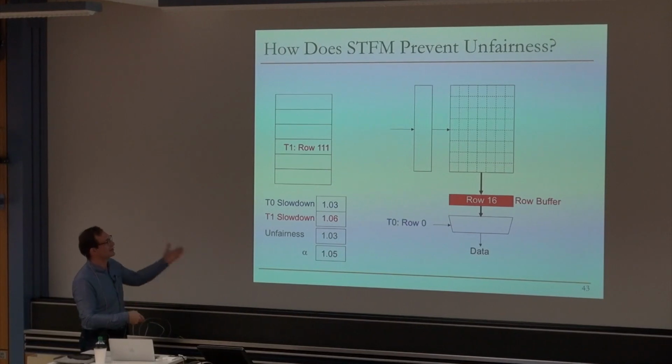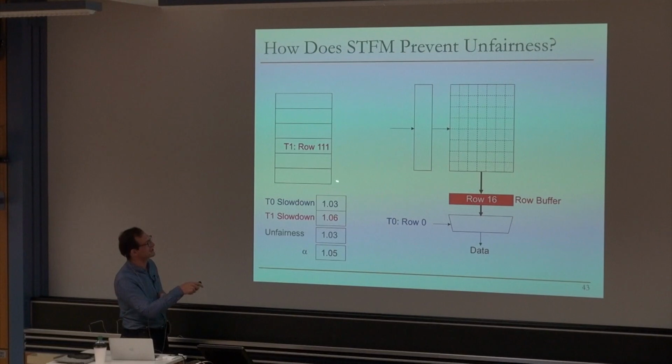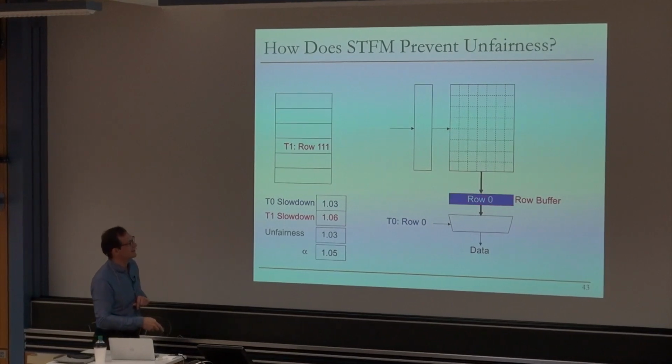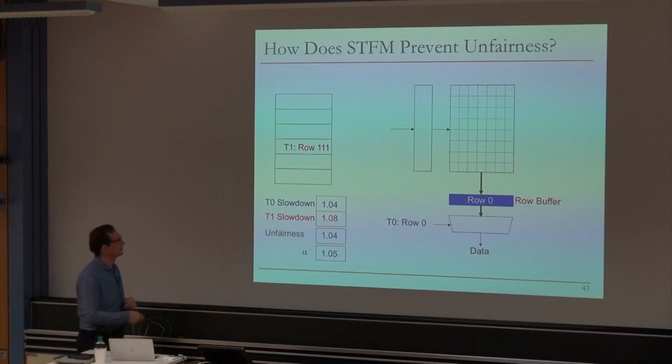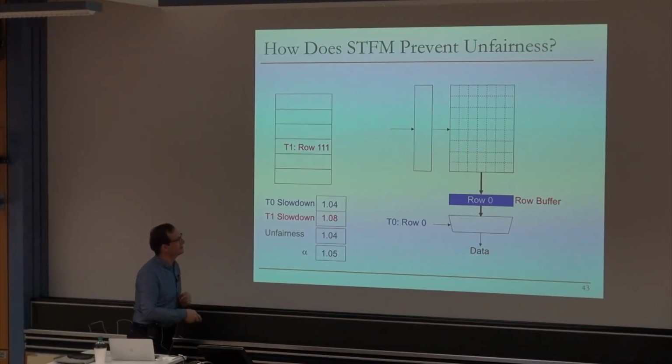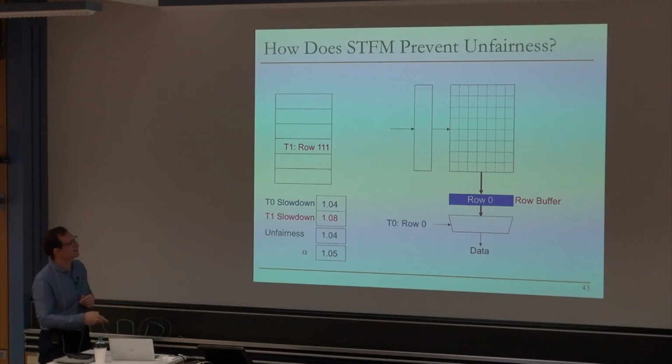As a result, we go back to the throughput-oriented scheduling policy. In this case, the throughput-oriented scheduling policy says there is no row buffer hit. As a result, you prioritize the thread that has the oldest request. And that opens the row buffer again. That leads to some slowdown, as you see, because we are delaying this request. But still, the slowdown is tolerable. And we keep the throughput-oriented scheduling policy.